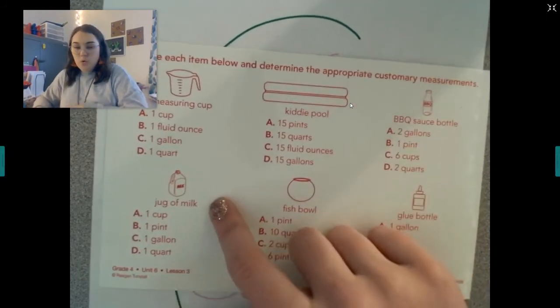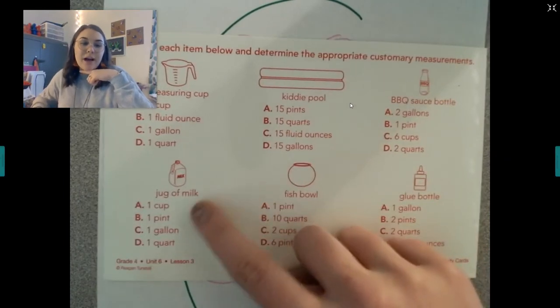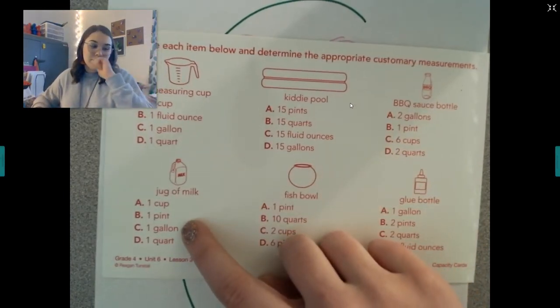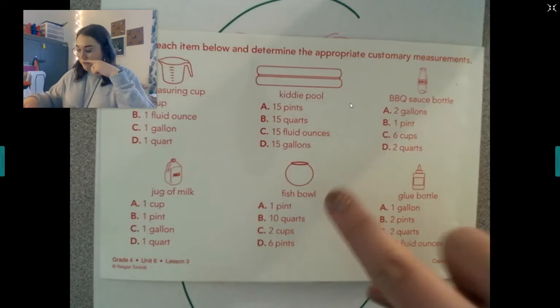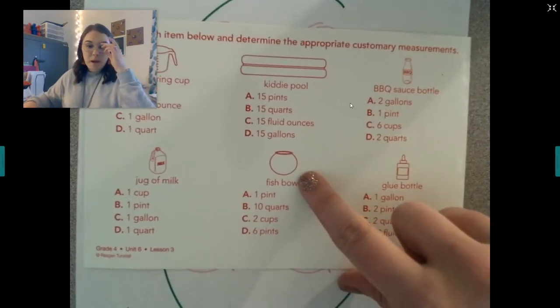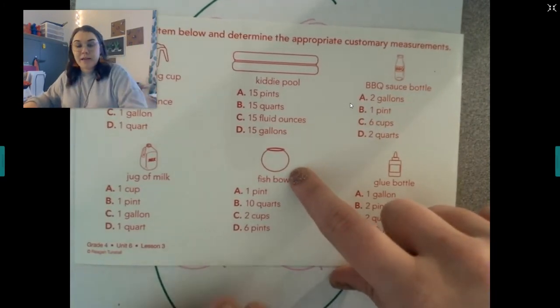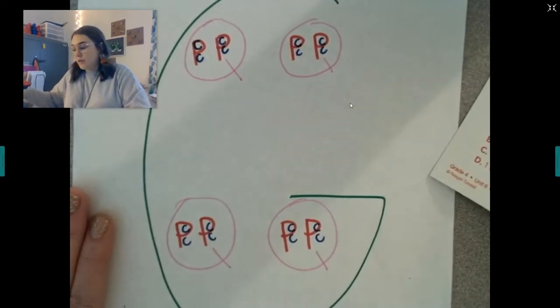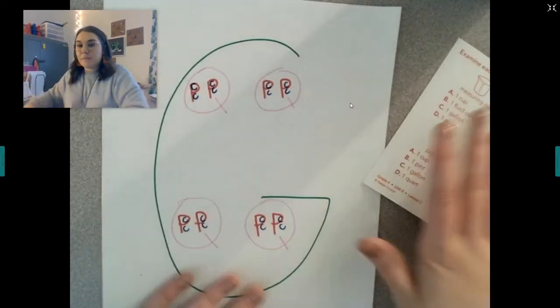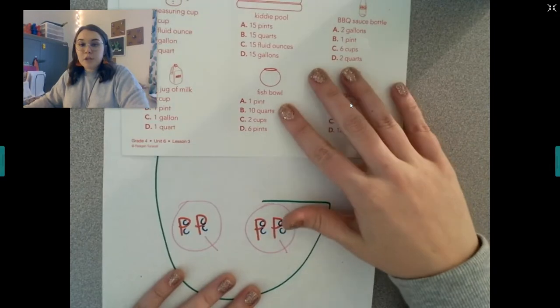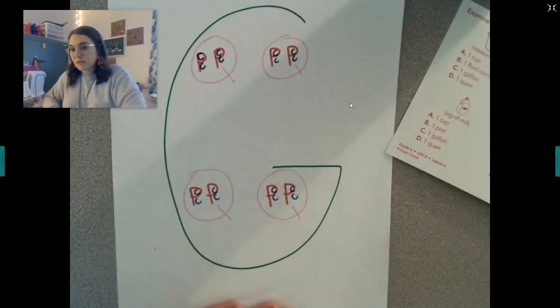What about a jug of milk? Ooh, we talked about this. A big old jug of milk? I hope you know a jug of milk is a gallon. Come on. What about a fish bowl? 1 pint, 10 quarts, 2 cups, or 6 pints? I'm going to show you big G, and I want you to think about that. Think about that right now, and then I'm going to tell you the answer. A fish bowl. What do you think it is?